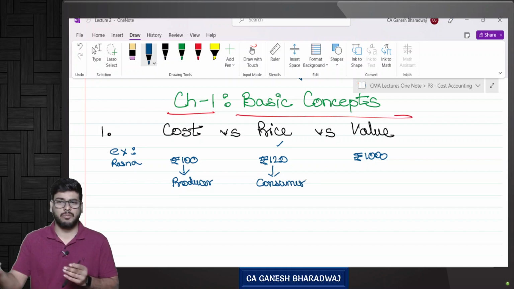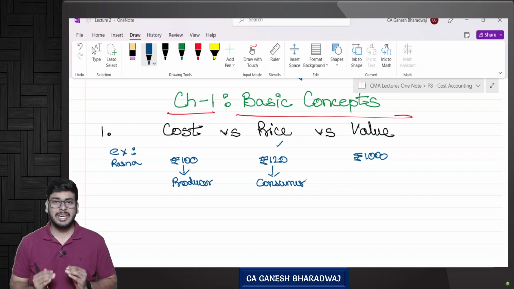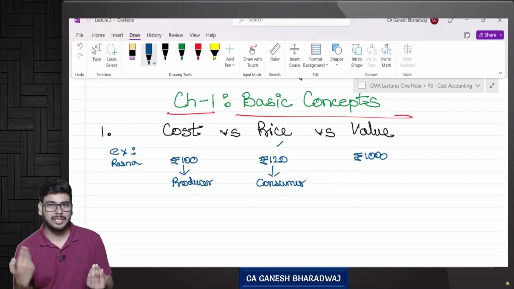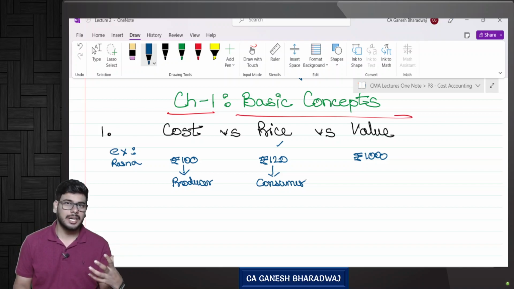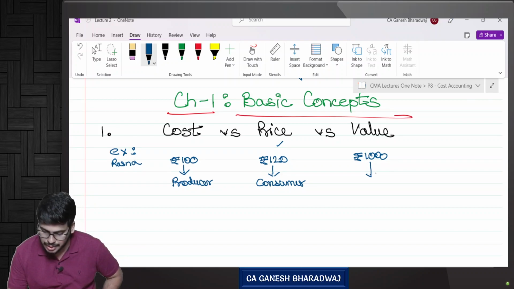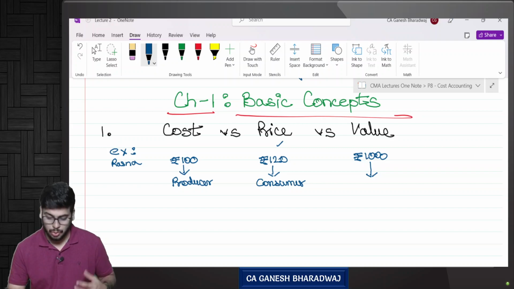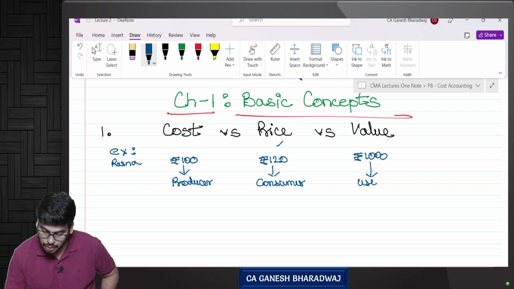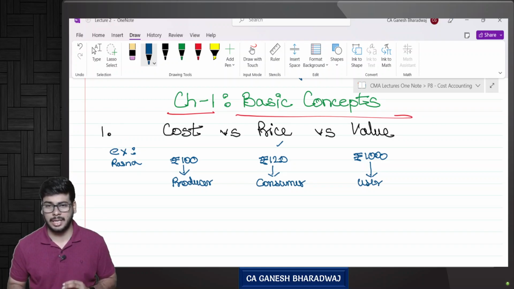Consumer, in this case, your mom went to the market and she purchased that pack of rasna. So whenever I use the word price, it is looked at from the viewpoint of the customer or the consumer. Cost is always looked at from the viewpoint of the producer. And value is generally something that is attached. Value is looked at from the viewpoint of the user. In this example, you are the user of the product, that is rasna.